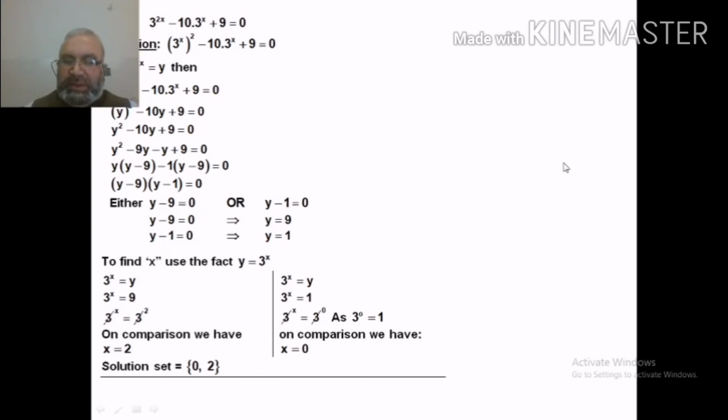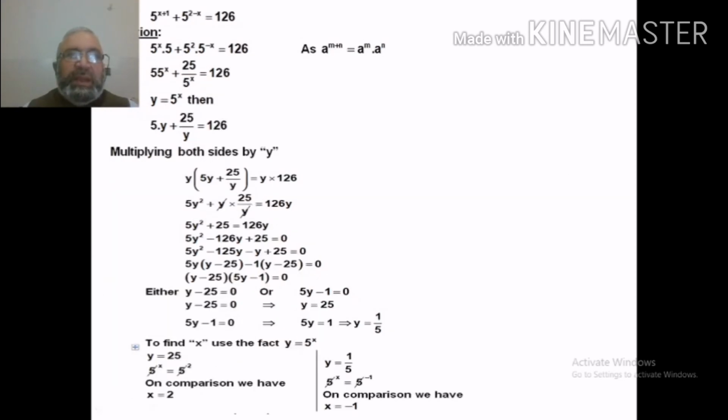Next, again an exponential equation, we get a second exponential equation that is complicated compared to the first one. So for this one, first term 5 power x plus 1 plus 5 power 2 minus x, here the sign is negative, is equal to 126.